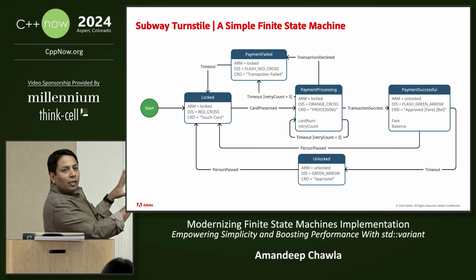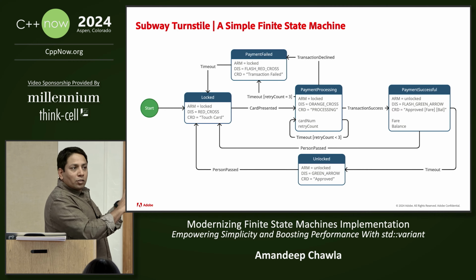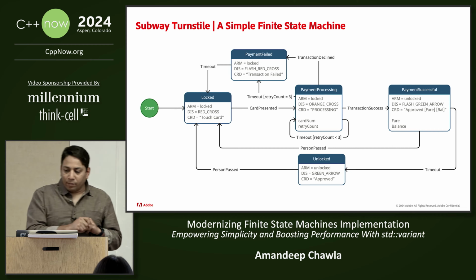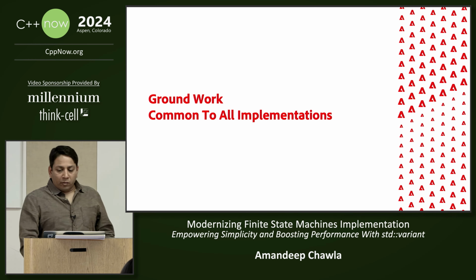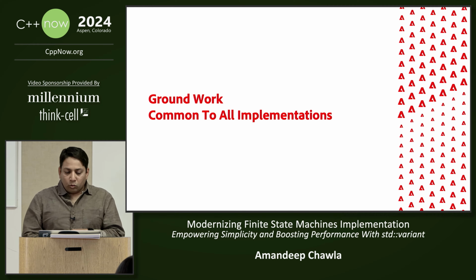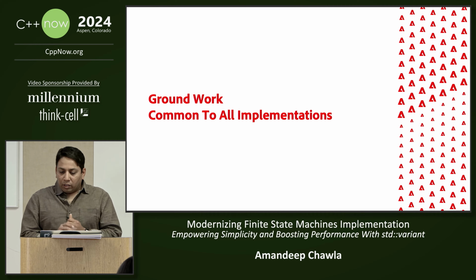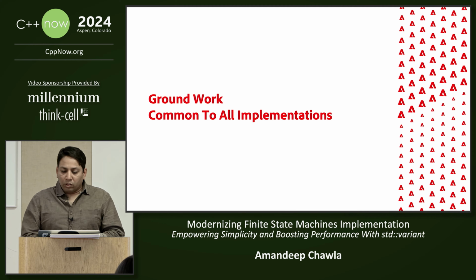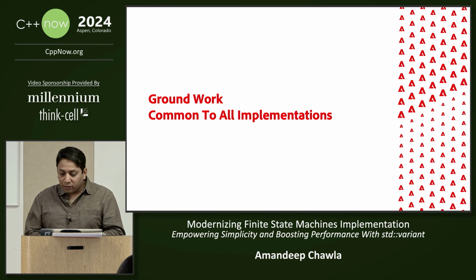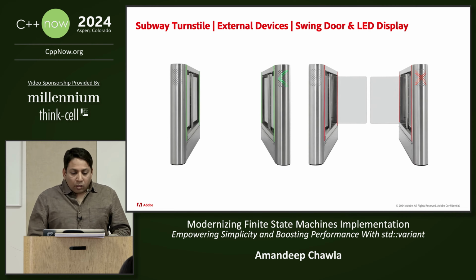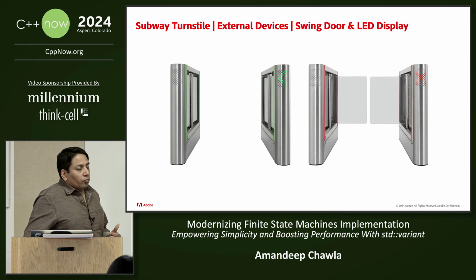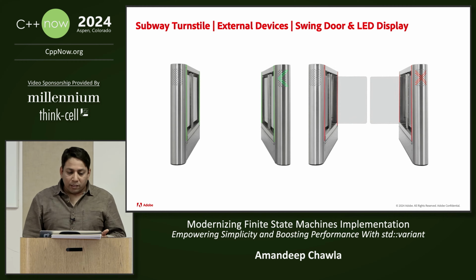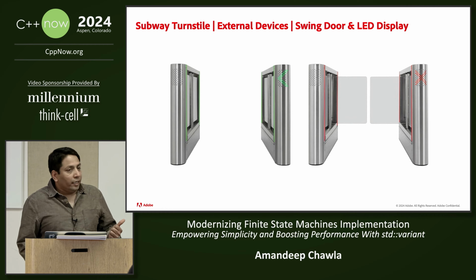So please keep this in your mind a little bit, that this is what we are going to implement. So let's set up some ground rules, which are common to all implementations. So we will establish some foundational aspects which are needed for the operation and control of the turnstile. And our turnstile also connects to external devices. Two of those devices are the swing door and the LED display.